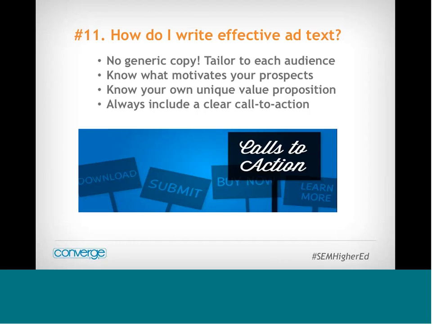Great question. Sometimes writing the ad copy can be the hardest part. And it might also be the thing that really differentiates between a nicely, technically set up campaign that really converts and one that doesn't.